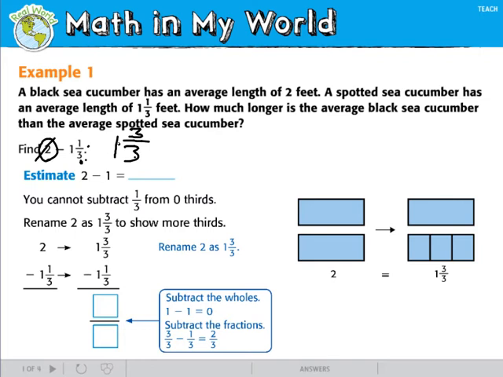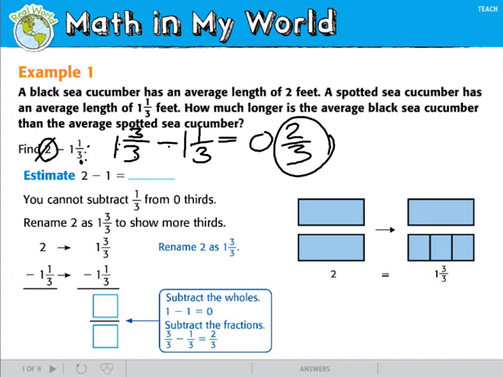Is 1 3/3 the same as 2? Yes. It is. So now I have 1 3/3 minus 1 1/3. 1 minus 1 is 0, which I don't have to write, but I wrote it for you guys. 3/3 minus 1/3 is 2/3. There's our answer.